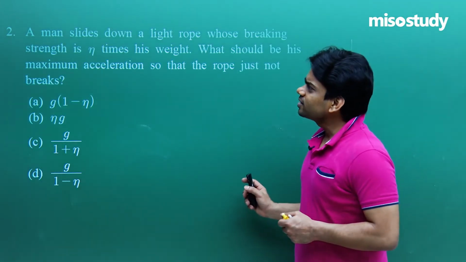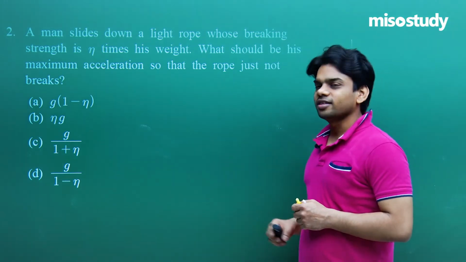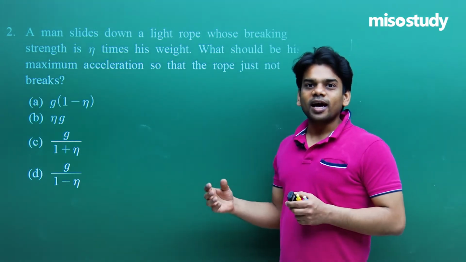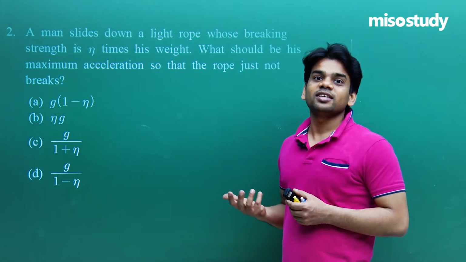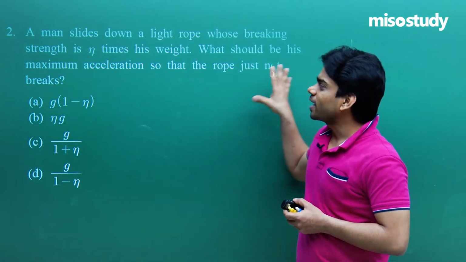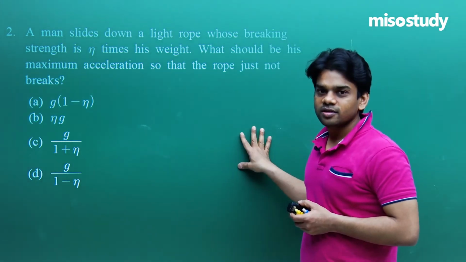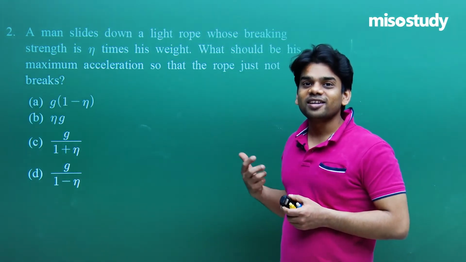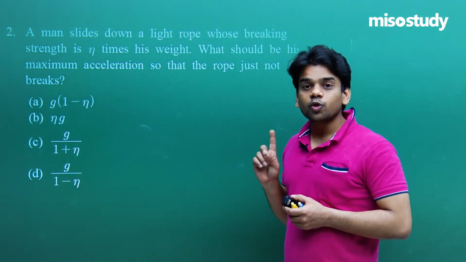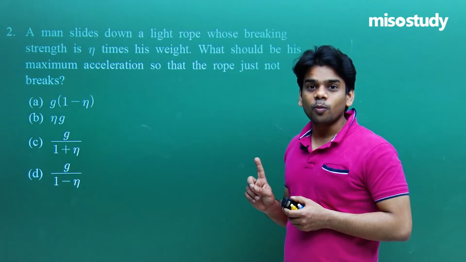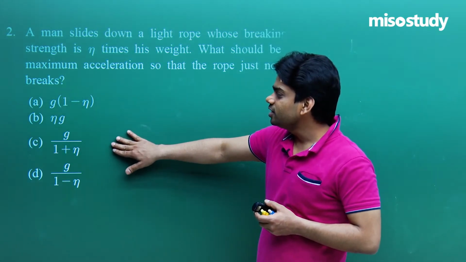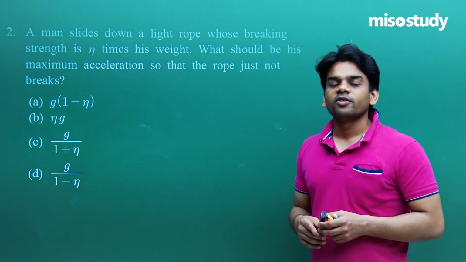Second, a man slides down a light rope whose breaking strength is eta times his weight. It's given that he's coming down through a rope and the rope breaks if the tension in the rope increases to eta times his weight. What should be his maximum acceleration so that the rope just does not break? We need to find out with what maximum acceleration he can come down so that the rope is stiff and will not break. So we must not cross the maximum tension in the rope, which will break the rope. A, g into 1 minus eta. B, eta g. C, g upon 1 plus eta. And D, g upon 1 minus eta. We have 4 options.